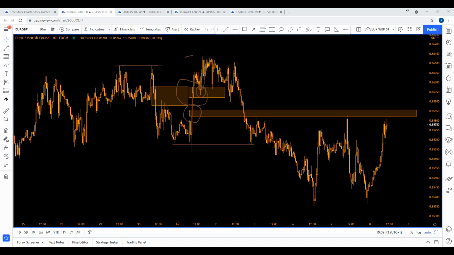Let me try and change the color. I don't think I can actually. Yes, I can. Give me a second, guys. Just want to change the color so you can see it.